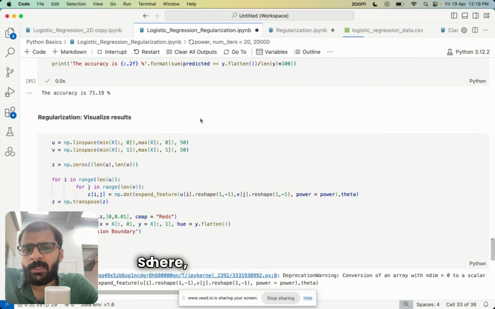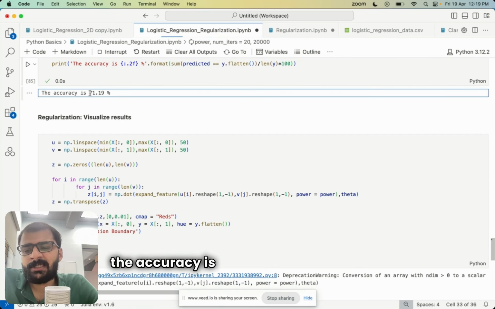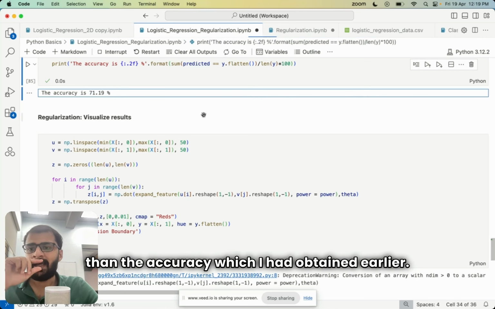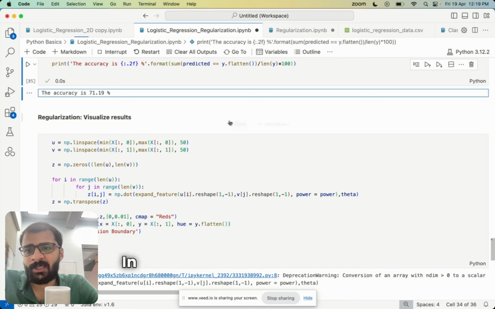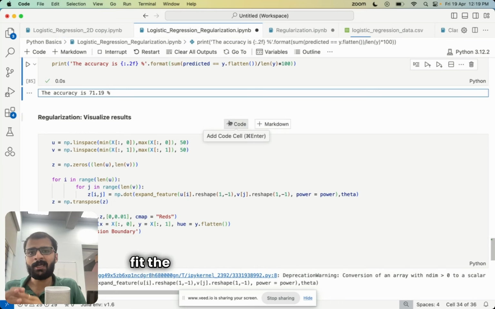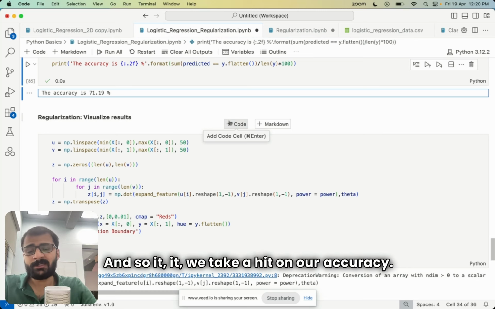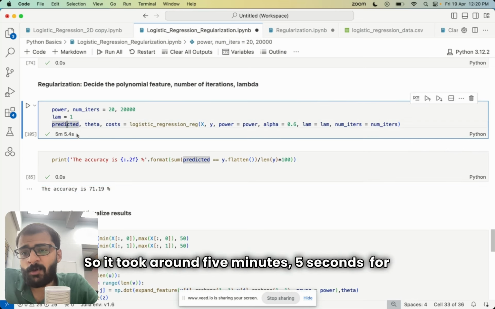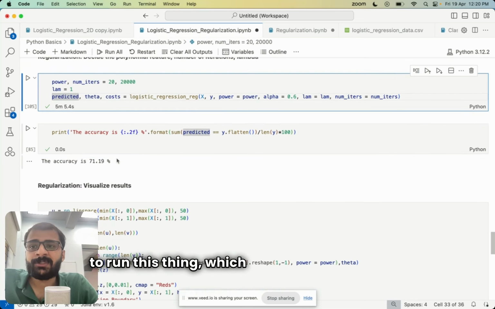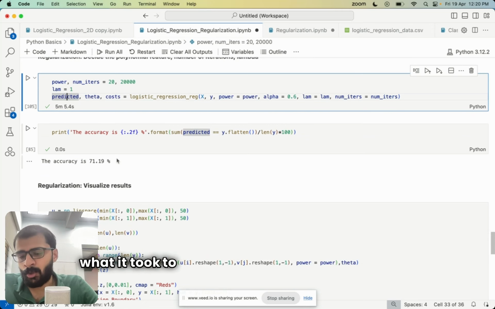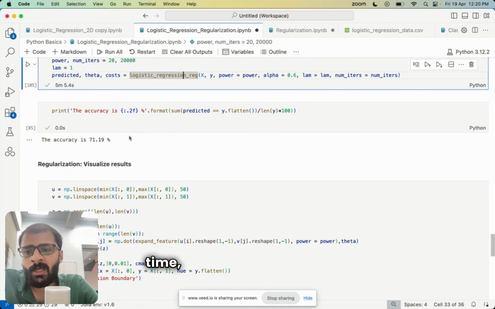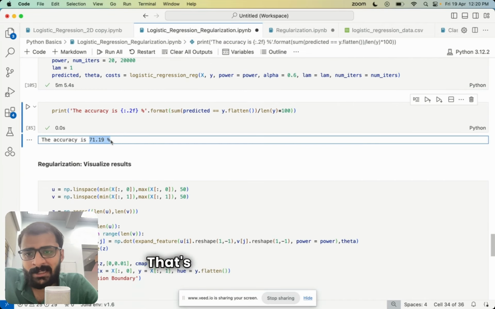Here, first of all, I can see that the accuracy is 72%, which is a bit lesser than the accuracy which I had obtained earlier. And this is generally the case with regularization. In regularization, we don't try to fit the entire training data exactly, and so we take a hit on our accuracy. It took around 5 minutes 5 seconds for me to run this, which is more than two times what it took to run the previous one, because here probably more gradients were calculated, so it took more time. But the accuracy is less. That's the first thing we see.